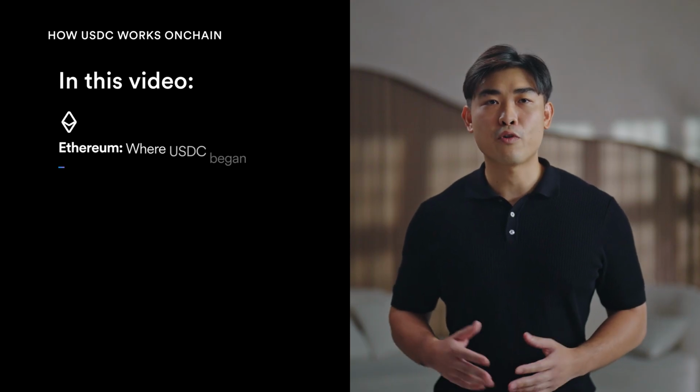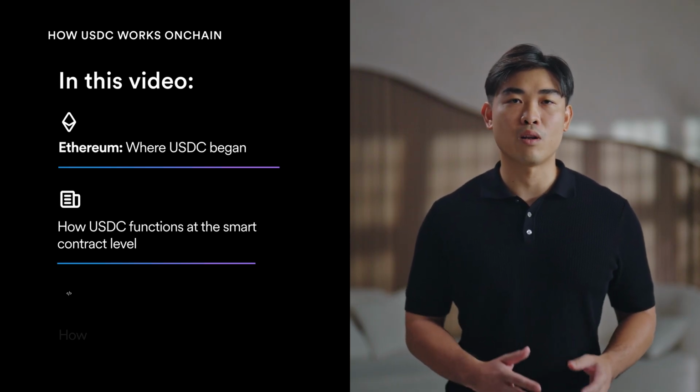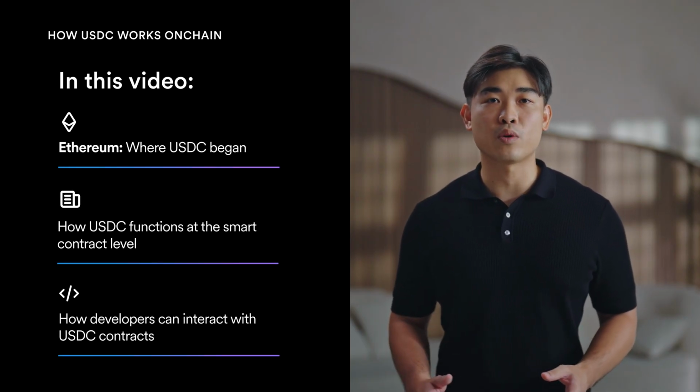In our last video, we explored how USDC works across different blockchains and how it conforms to the native token standard on each network. In this video, we're focusing on Ethereum, where USDC was first launched and how it works as an ERC-20 token at a smart contract level. We walk through the functions that power USDC on Ethereum, how developers can interact with them, and what's happening under the hood.